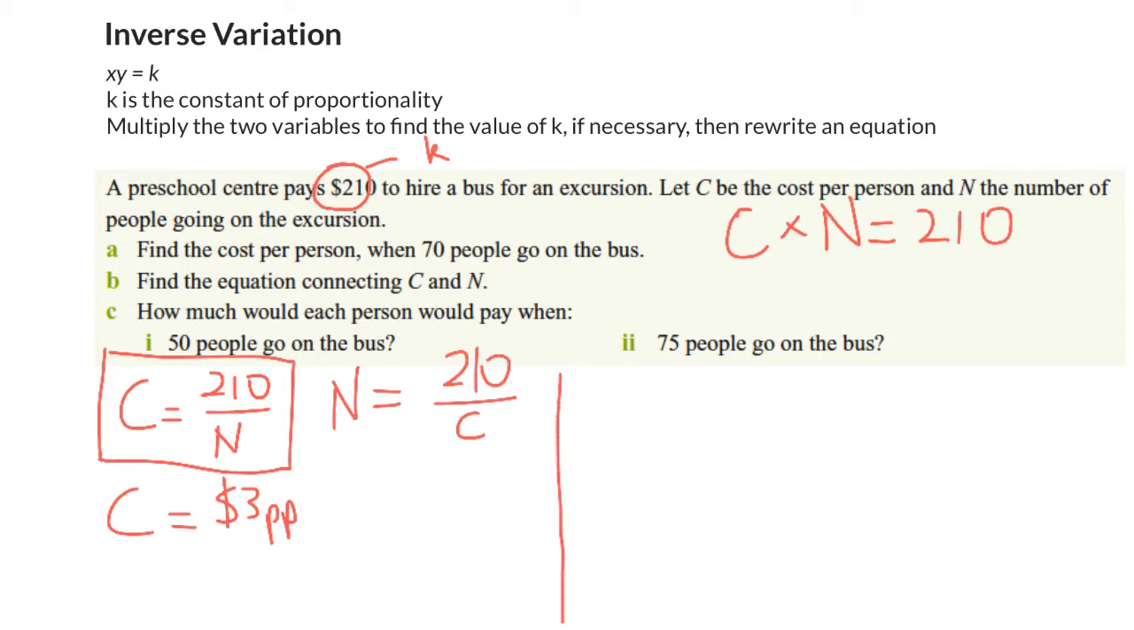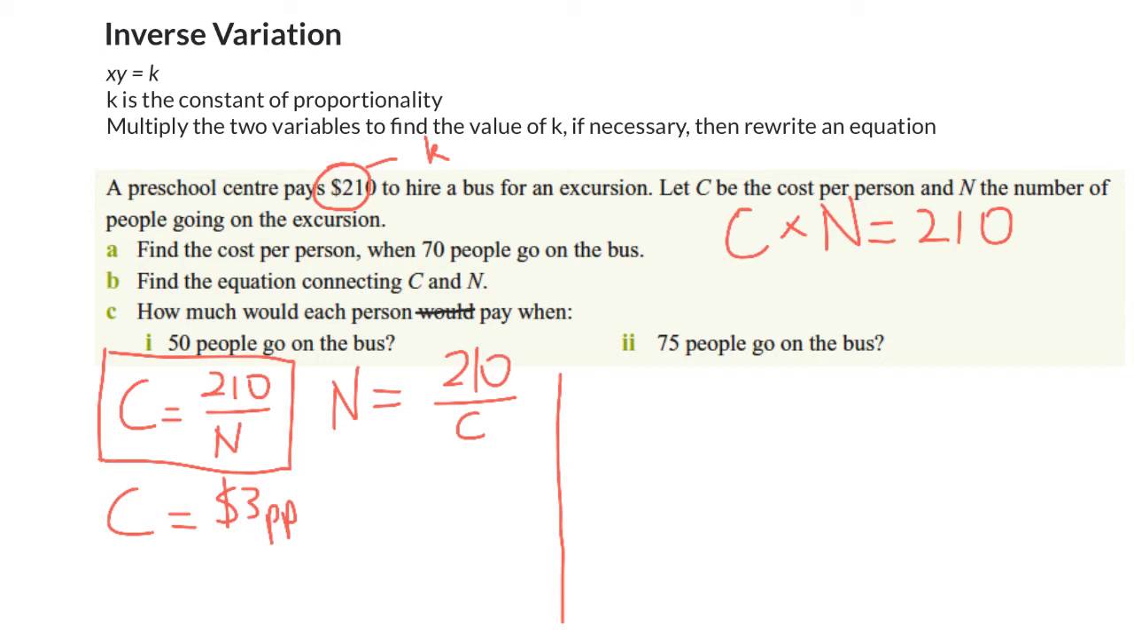We've got not x and y, we've got c and n involved there, and we've got our constant of proportionality on top there. How much would each person pay? We've got an extra word in here. How much would each person pay when 50 people go on the bus or 75 people on the bus?